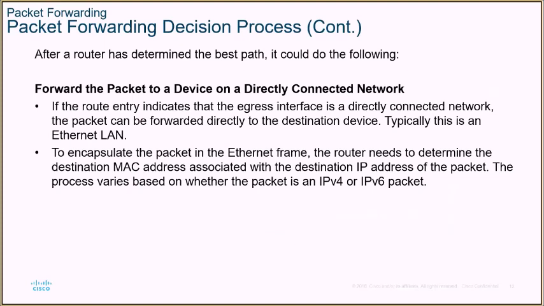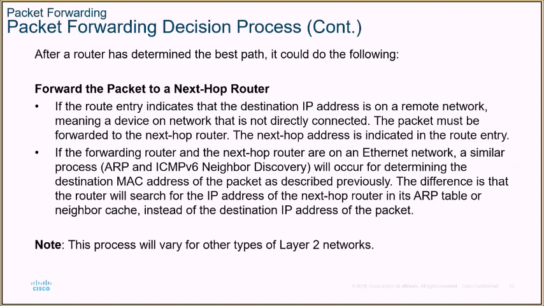So to encapsulate the packet in an Ethernet frame, the router needs to determine the destination MAC address associated with the destination IP address of the packet. The process varies based on whether it's IPv4 or IPv6. So there's ARP, of course, for IPv4, or there's neighbour solicitation if it's IPv6. Similar process though. After the router has determined the best path, it could do the following.